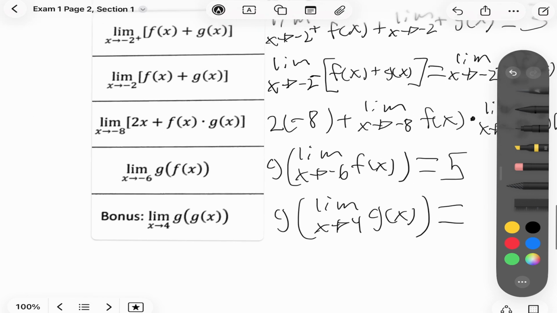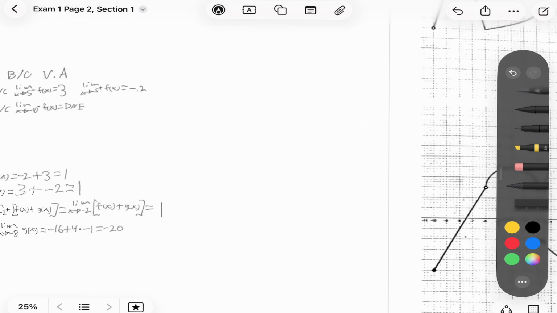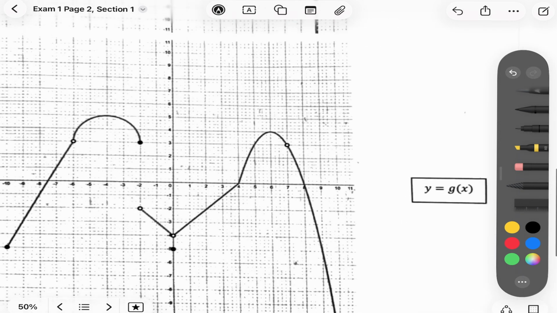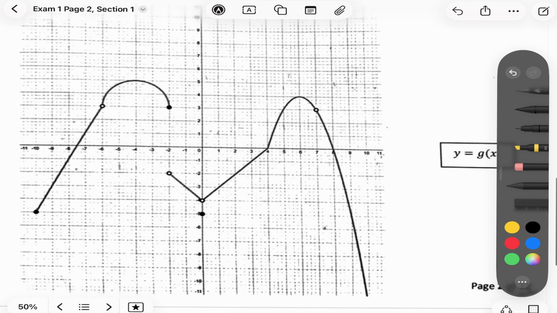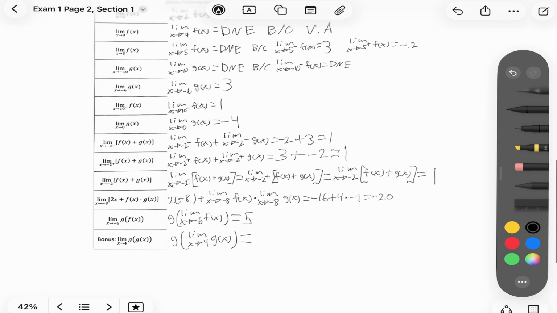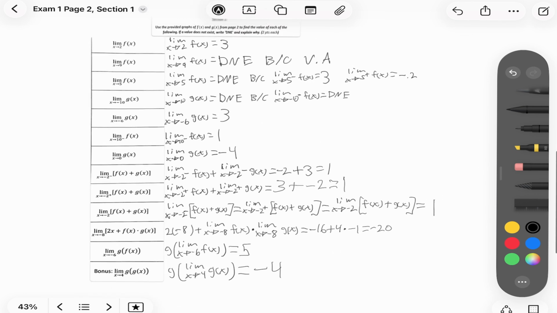Now this is a bonus question, but let's do it anyway. Limit x approaching 4. Now these two are pretty much the same thing, but this time we use the g of x graph twice. So limit x approaching 4. We have 4 right here, left and right, it'll be 0. Then let's go to 0 over here. From left to right, we see negative 4. So negative 4 is our answer. So those are the answers for all these questions.